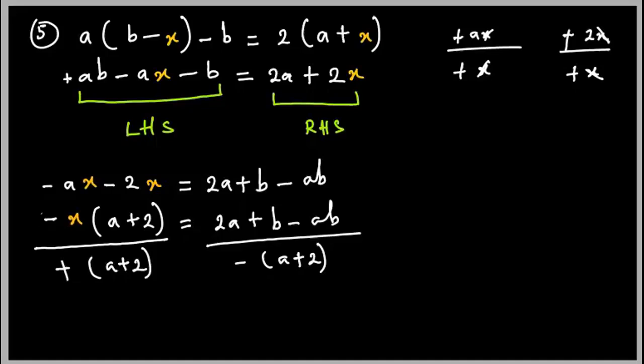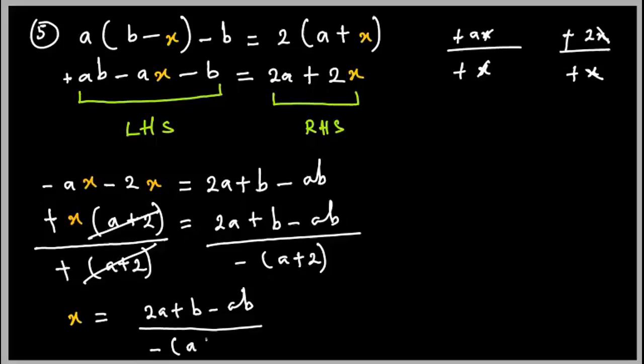Now minus, we divide minus, we have plus. A plus 2, we cancel A plus 2. So we now have x visible. X becomes equal to 2a plus b minus ab all over minus bracket a plus 2. And this is our answer.